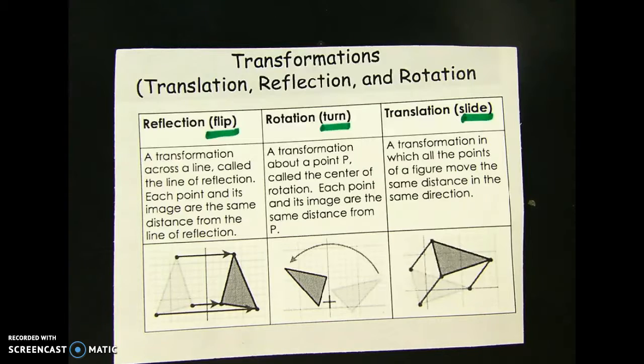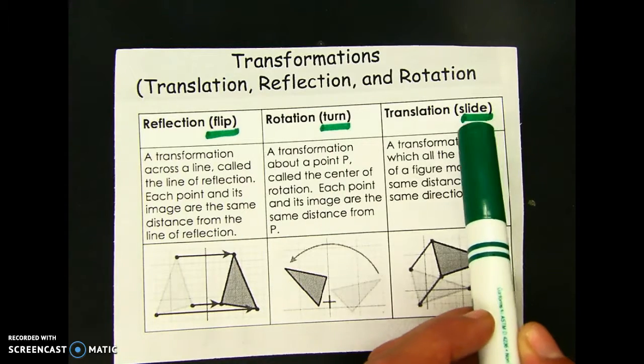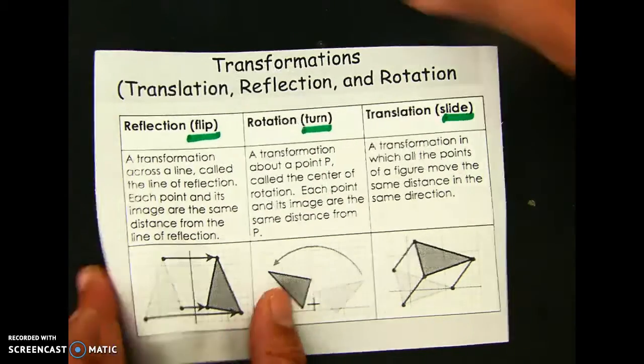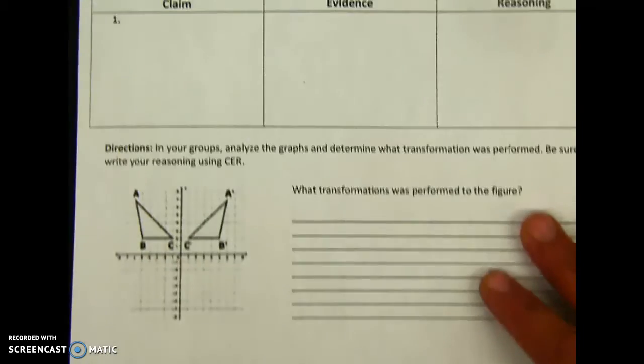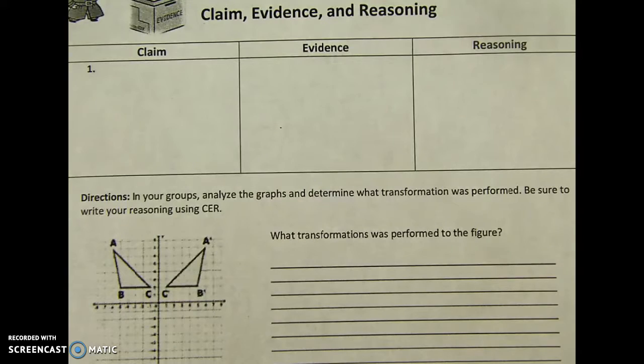But it's easier because these are words that we're used to seeing. Did it flip? Did it turn? Did it slide? So we're going to go ahead and review a couple. Again, we are going to be using claim, evidence, and reasoning. What is your claim? What is your evidence that you see that is going to support your claim? And then tie your claim to your evidence.